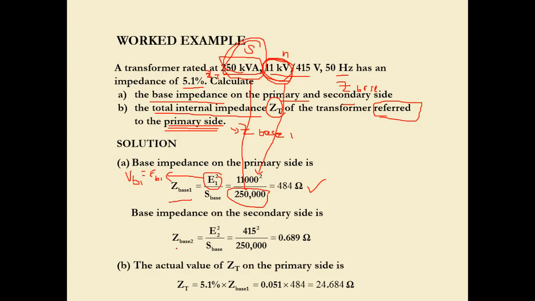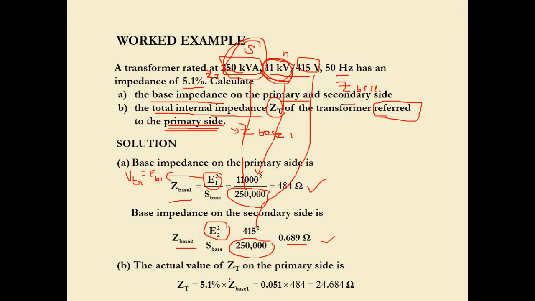So how about Z base 2? A similar process: we have the E2 or E base 2, square it, we pick 415 into here, and the S base, giving 0.689 ohm, the Z base 2.